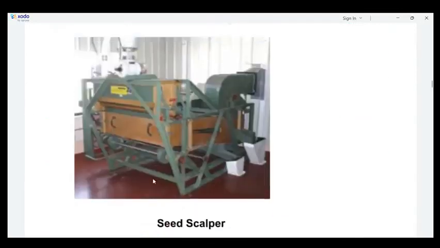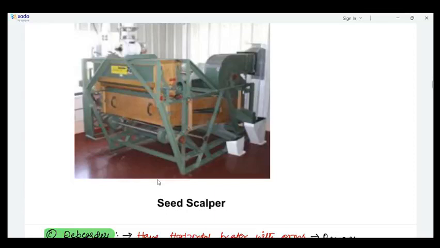So this is the scalper. This is how a scalper looks. It will have screens. In this particular case, when the seeds are dumped in the feed hopper, due to the vibrating action, the scalper will scalp the larger materials at the upper level, and all the seed materials will drop out from the indents or the pores. So this is how it is cleaned.